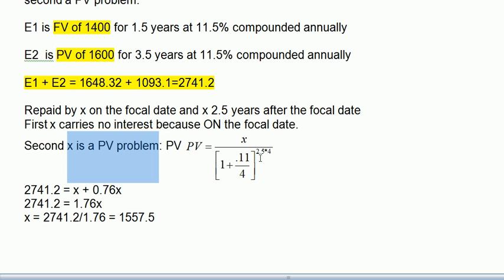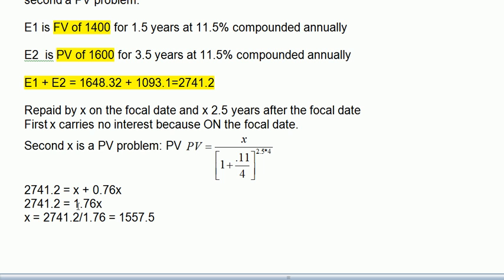So here is the present value problem. The x, 1 plus 0.11, notice the new interest rate, it's compounded quarterly, and so the n is 2.5 times 4. Now we can set up our equation. 2741.2, that's E1 plus E2, equals just x, plus the present value of the second x, which comes to 0.76x.